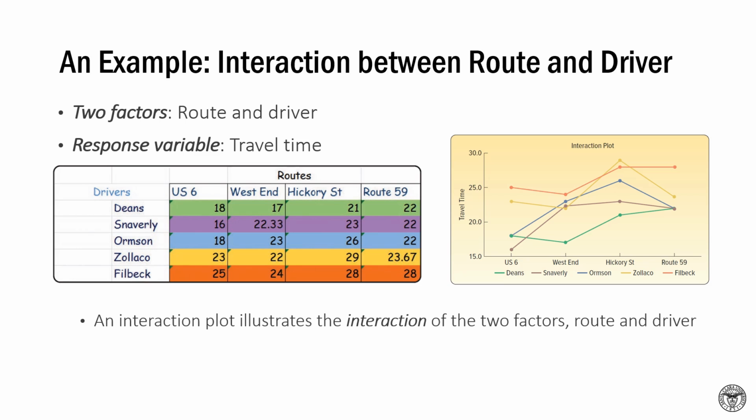To create an interaction plot, the routes are labeled along the horizontal axis and travel time along the vertical axis. Each line plots the mean travel time for each driver for all four routes, with a different color line for each driver. Because the five lines are clearly not parallel, there's an interaction effect of driver and route on travel time. The travel times depend on the combined effect of driver and route.